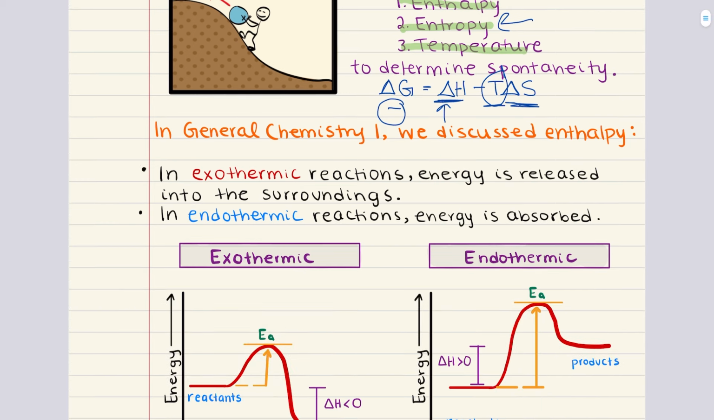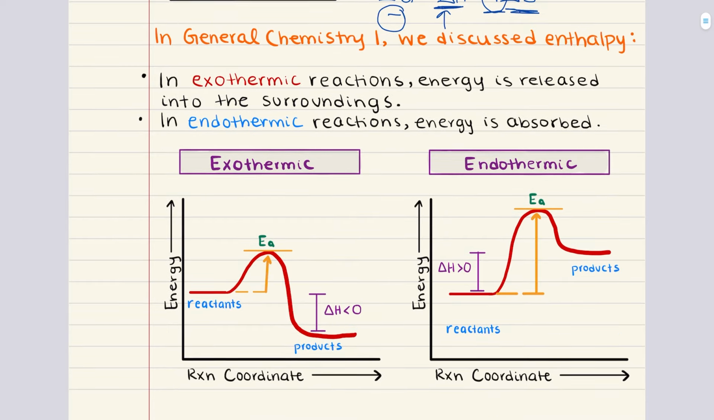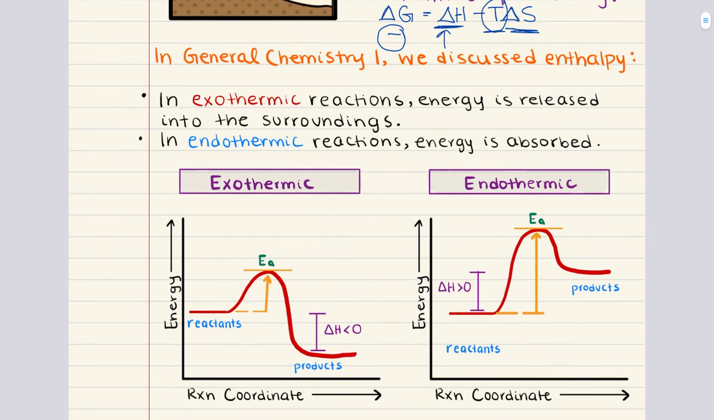We discussed this in General Chemistry 1, but let's review. Enthalpy represents the heat change in a reaction, and enthalpy can be classified as either exothermic or endothermic. An exothermic reaction is one that releases energy to the surroundings, and that results in a negative delta H.